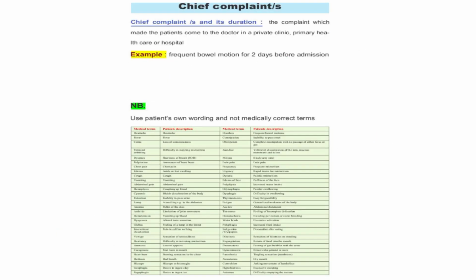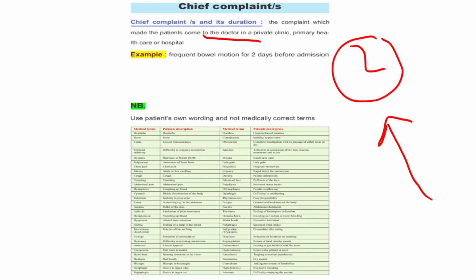Next I will discuss, first we studied the identity, and the second thing we have is the chief complaints. What are the patient's chief complaints? The complaints which made the patient come to the doctor. The patient has complaints and comes to the doctor to tell his or her complaints. Example, frequent bowel motion for 2 days before admission. It is a chief complaint. And it is very important to talk with the patient in simple language, not to use medical terms.